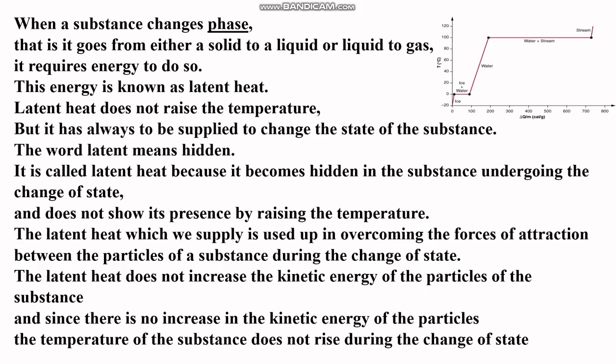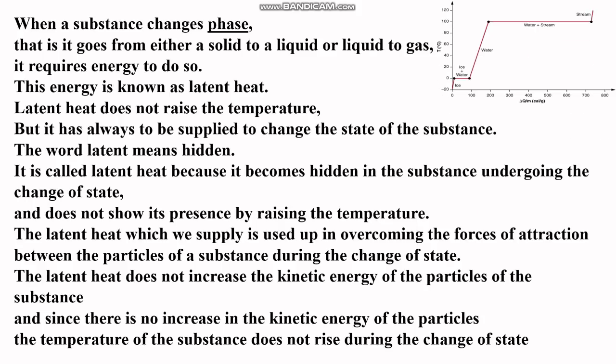So if you go back to this graph once again, you will find that there was a place where you had no rise in temperature. So when the ice was heated at 0 degrees Celsius, there is no rise in temperature. Why? Because there is only a change in state from ice to water. Similarly, at 100 degrees Celsius, there is no rise in temperature. Why? Because water is getting converted into steam.